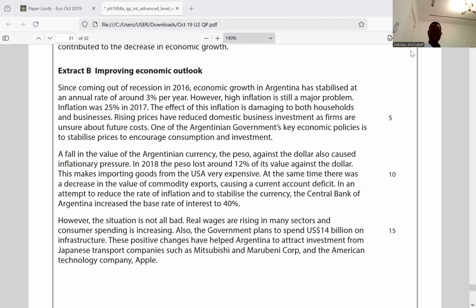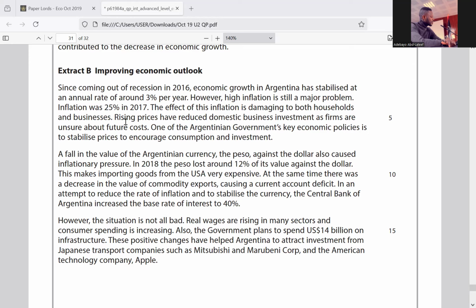Balance of payments is like a record of the economic transactions between residents of the country and the rest of the world. That's balance of payment. It's like all inflows and outflows. So they said with reference to this extract, analyze one possible impact of the fall in the value of the peso on Argentina's current account balance of payments.